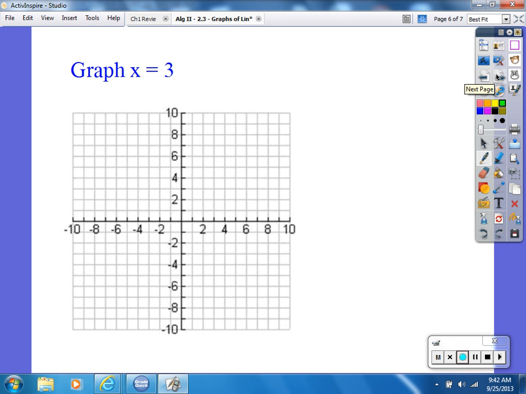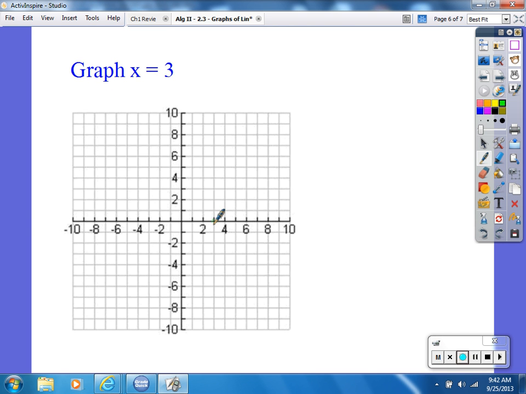Last problem of the day. X equals 3. I'd like you to write down the equation, graph it, and write the slope down. We have lots of stuff to do, don't we? Write the equation down, graph it, and write the slope down.